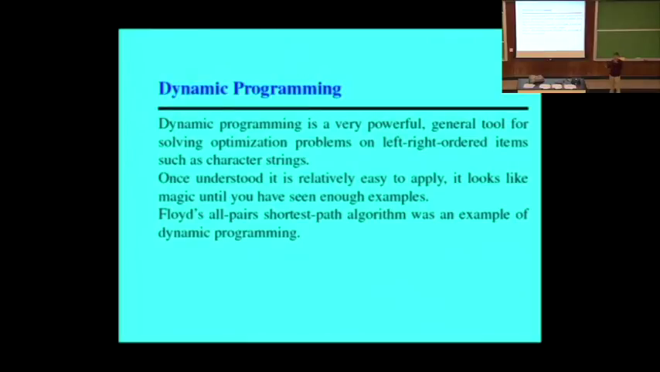Permutations have a left-right order to them, right? Leaves of a tree, if you draw the tree on a plane, have a left-right order to them, right? So, once you understand what dynamic programming is, I find it a very, very easy thing to do.